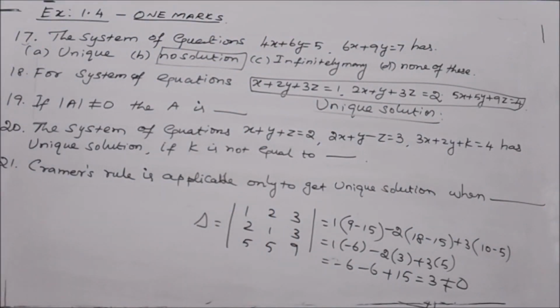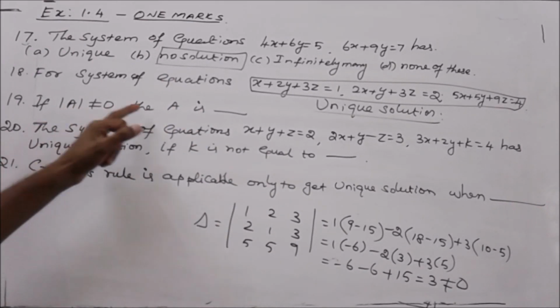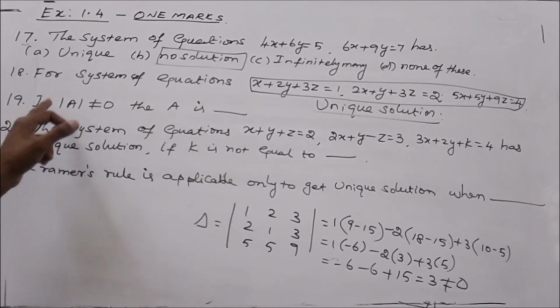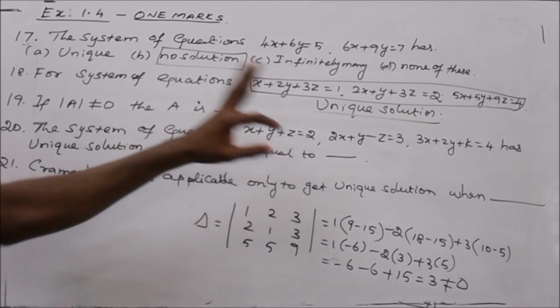In question number 19, if determinant A equals 0, then A is dash. What about A? If determinant A equals 0, we can say A is singular. If determinant A is non-zero, we can say A is a non-singular matrix. Therefore, the answer is non-singular: determinant A is not equal to 0, then A is known as non-singular.